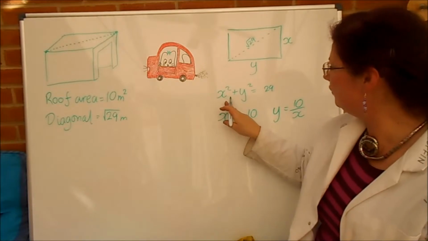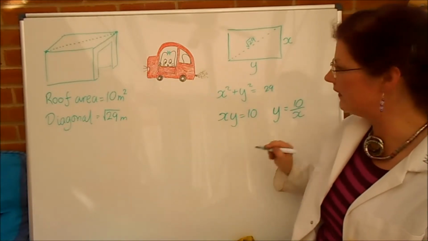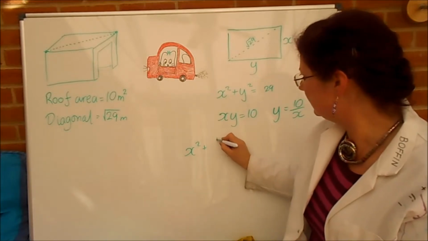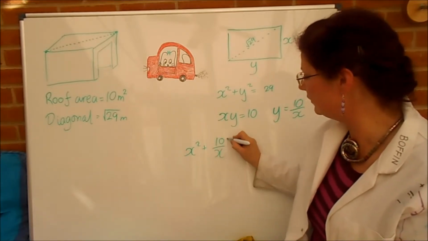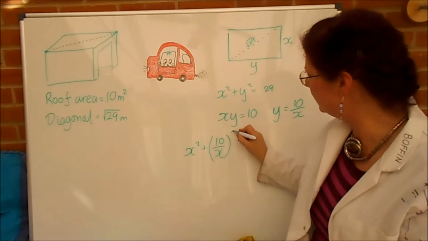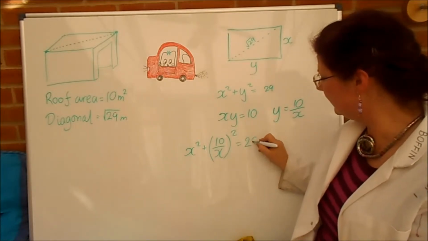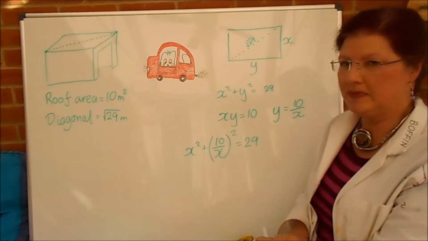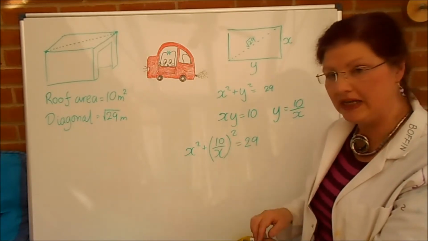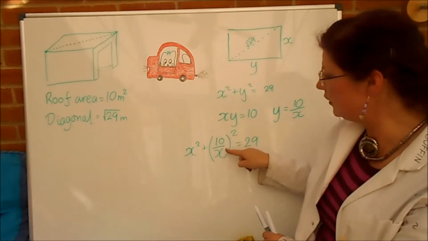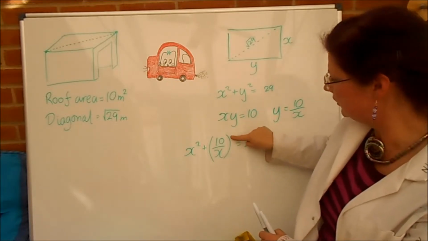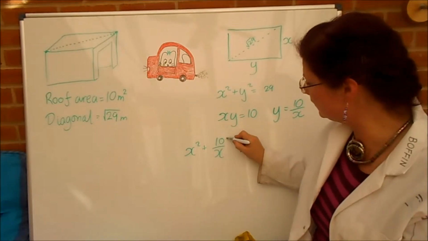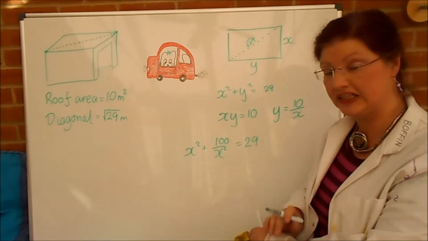Okay, so I'm going to rewrite this, but every time it says y, I'm going to write that instead. So we're going to get x squared plus (10 over x) squared equals 29. Okay, that looks a bit scary, doesn't it? Well, let's multiply that out. 10 over x, squared, becomes 10 squared, which is 100, over x squared.